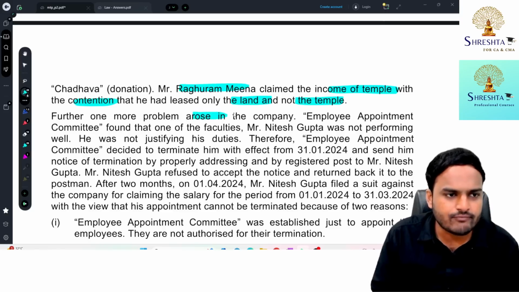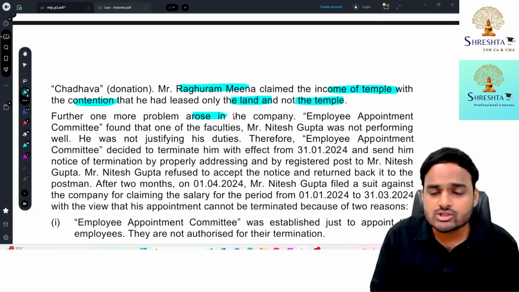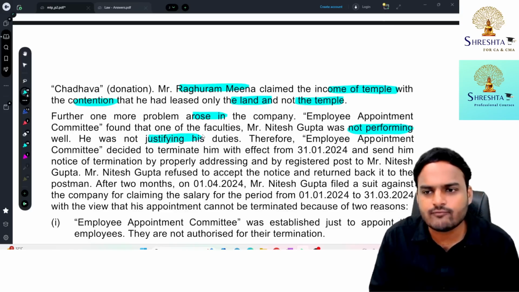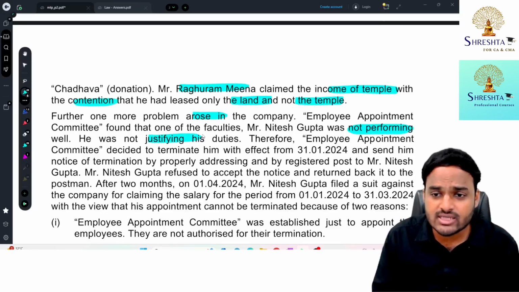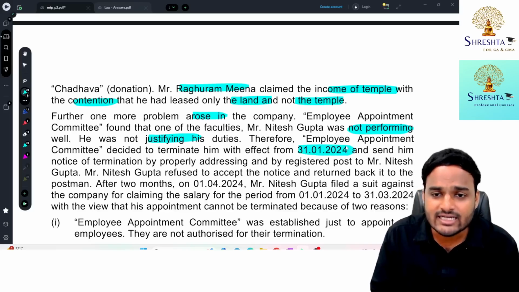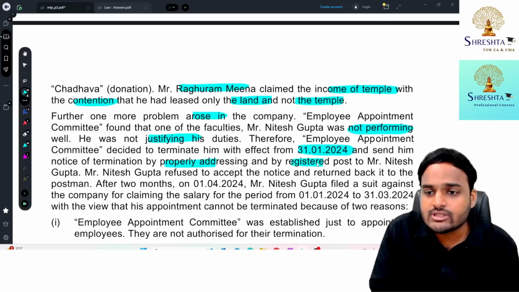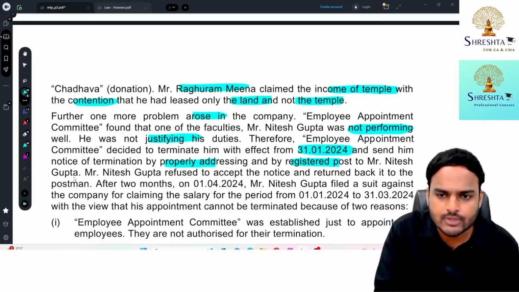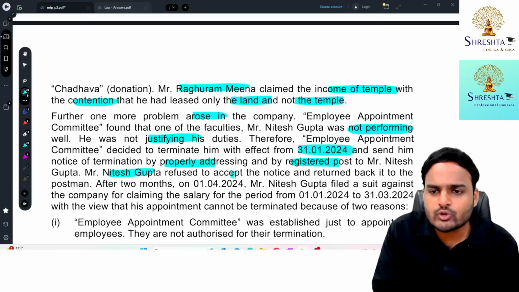The employee appointment committee found that one of the faculties, Mr. Nitesh Gupta, was not performing well. He was not justifying his duties. Therefore, the committee decided to terminate him with effect from 31st January 2024 and send him the notice of termination, properly addressed and by registered post. Nitesh Gupta refused to accept the notice.